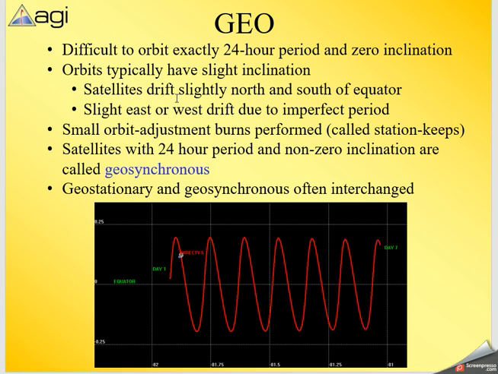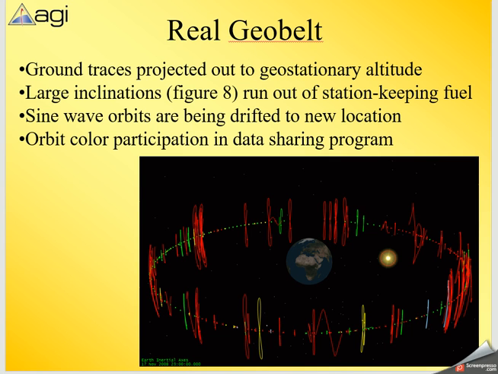It's difficult to orbit at exactly a 24-hour period with zero inclination. They have a little bit of inclination, so they'll drift north or south of the equator, or east and west, with imperfect periods. So that's where they'll do orbital burns to send them back into their correct location. You can kind of see that little bit there. If your satellite is off a little bit, Dish TV has to get up to their satellite and do a little bit of burn to put it back into the correct path. The ground trace is projected out to geostationary altitude. Large inclinations run out the station keeping fuel. Sine wave orbits are drifted to a new location.